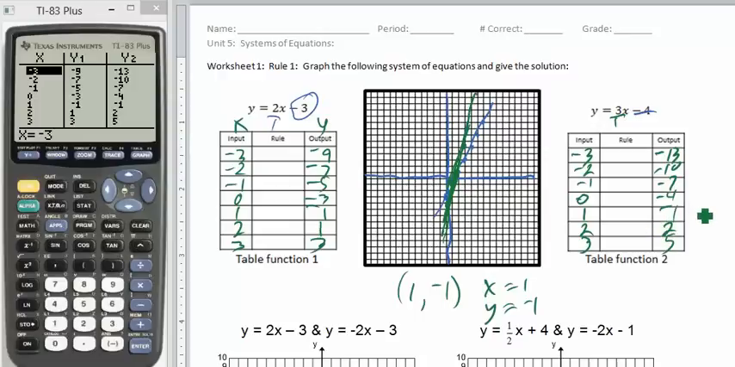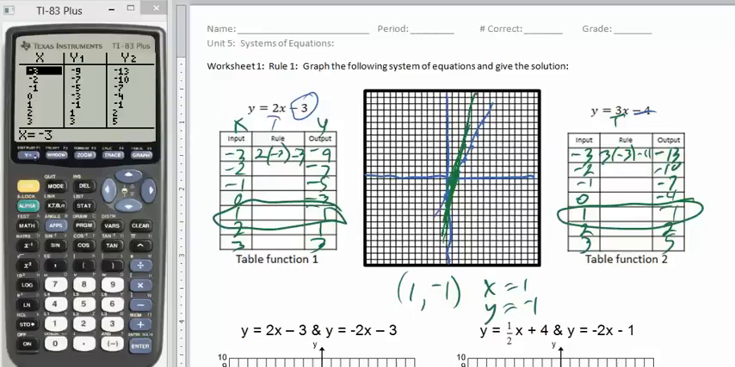And we're looking for the point that is the same in both of these tables. And then just remember too, if you're doing this by hand, you could go 2 times whatever x is minus 3. So 2 times -3 is -6, minus 3 is -9. And this would be 3 times whatever x is minus 4. 3 times -3 is -9, minus 4 is -13. So different ways we can do it.